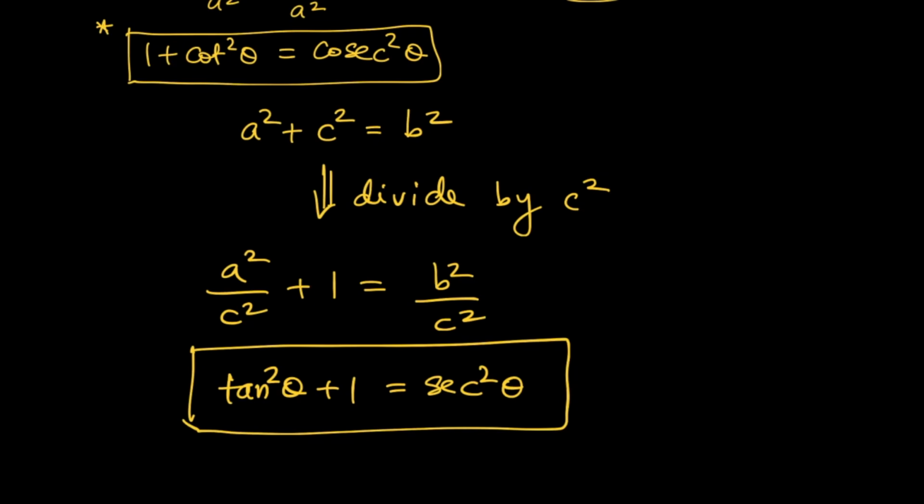So these are the very basic trigonometric identities that you need to remember. In fact, it's nothing but Pythagoras theorem disguised in the form of trigonometric identity. So do not forget that. And I'll also give you some more identities.